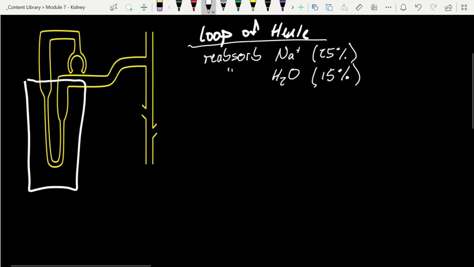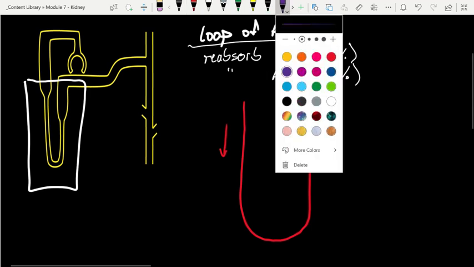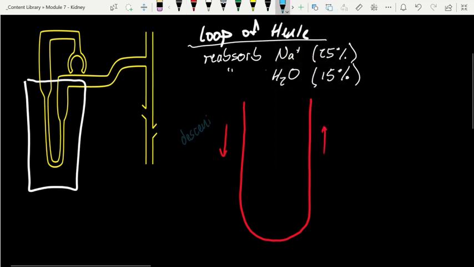There's a couple of things about the loop of Henle that make it work. And as we look at it, here's the loop of Henle, it goes down, it's going to come up. A couple of things that I want to point out. Flow first goes down and then goes up in a countercurrent sort of way, and that's going to come into play as we talk about countercurrent multiplication in just a minute.